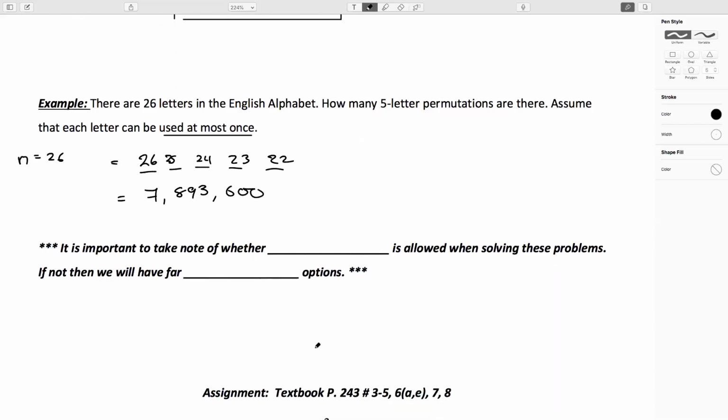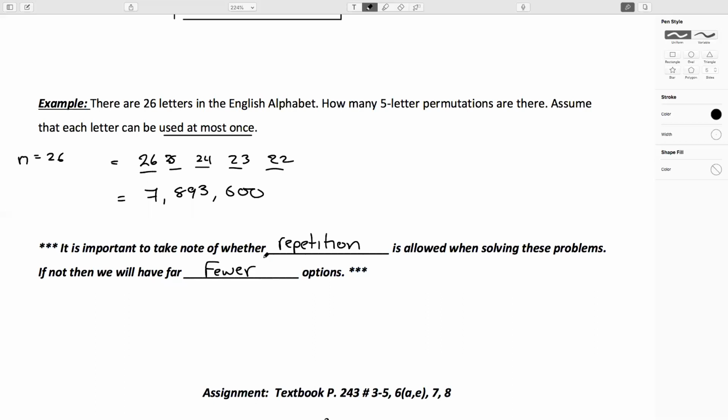So lastly, it is important to take note of whether repetition is allowed. Because if you're allowed to repeat letters, that changes things, and you can't treat these the same as we already have been treating them. If not, we will have far fewer options. And that's something we will talk about in the coming days.